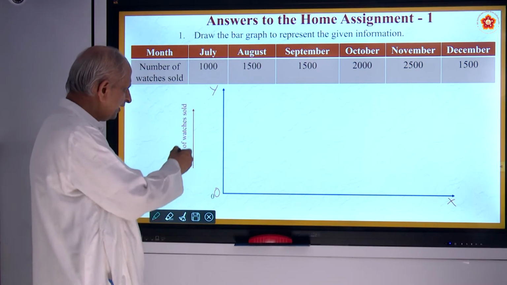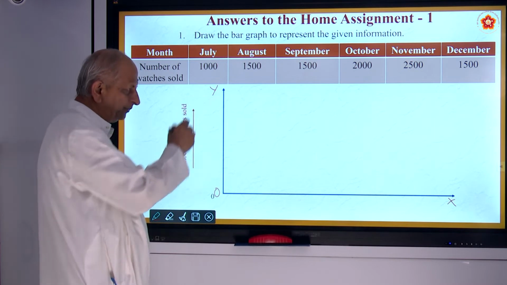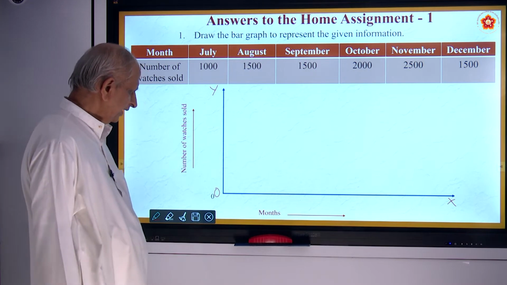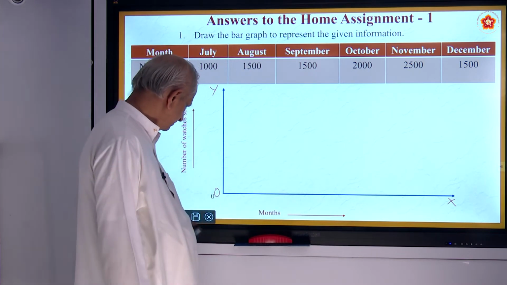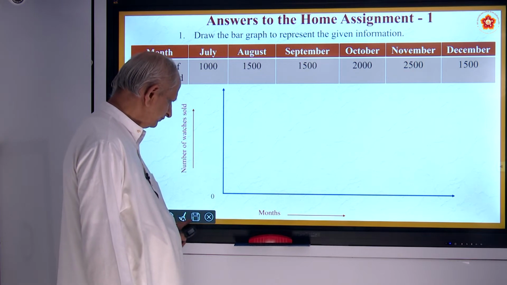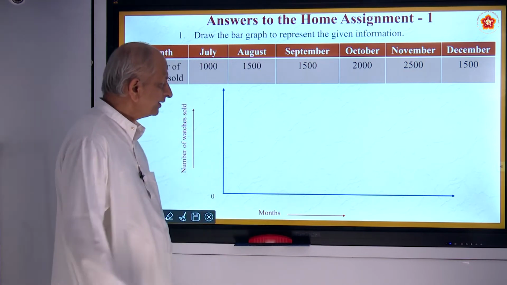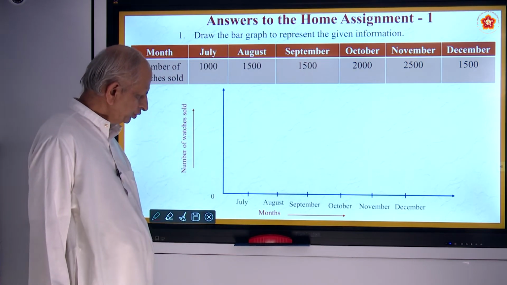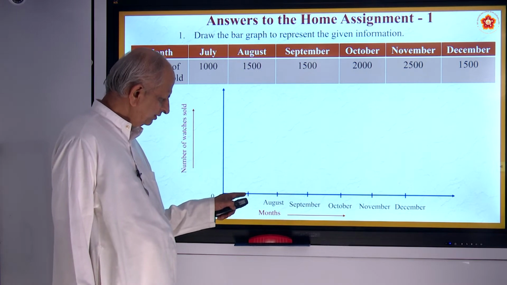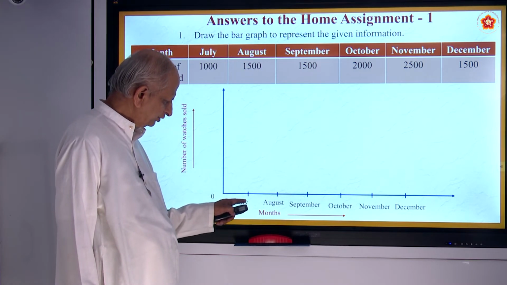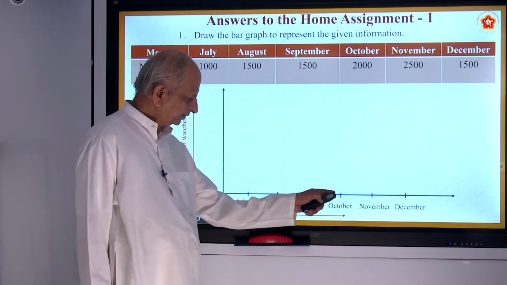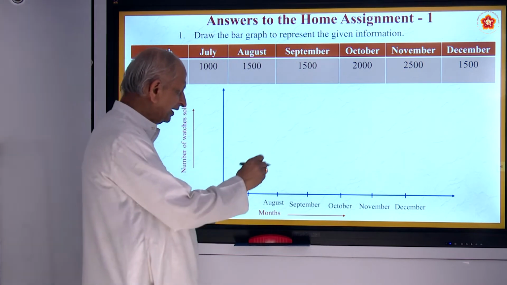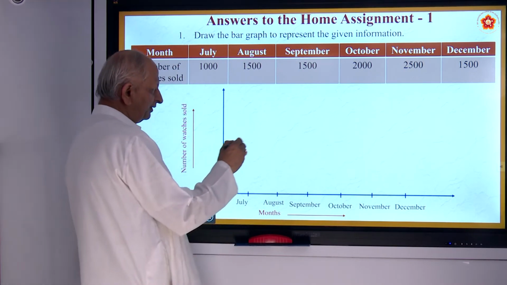See here, the number of watches sold has to be marked on the y-axis. How to do it? And the months should be marked on the x-axis. Okay. So what are the months here? It starts from July up to December. So for every centimeter, 1 month. First centimeter is July, then August, September, October, November, December. So how to do it? For every centimeter you mark that. For that you must write what is called the scale.